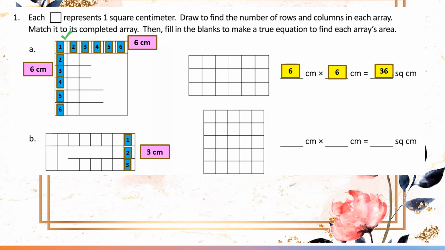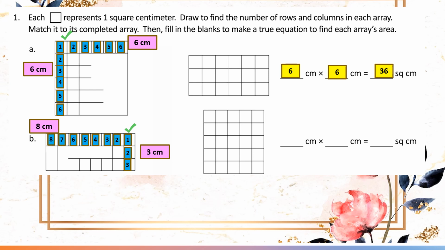Now let's go ahead and count our centimeter squares for the width. So we're going to use that 1 at the corner, and we're just going to count straight across. So that's 1, 2, 3, 4, 5, 6, 7, 8. So our width is 8 centimeters.